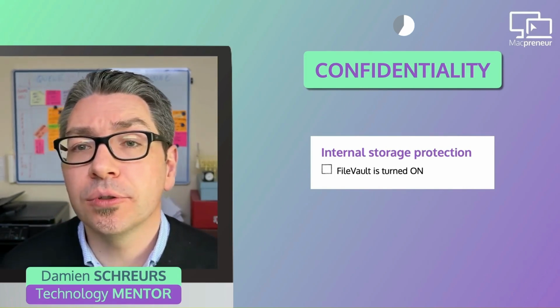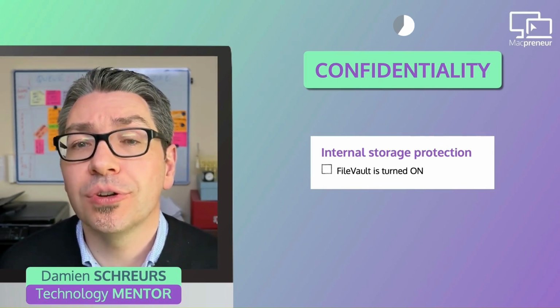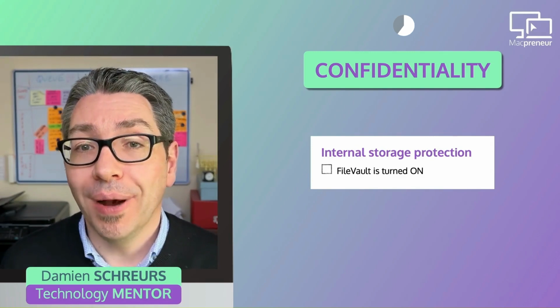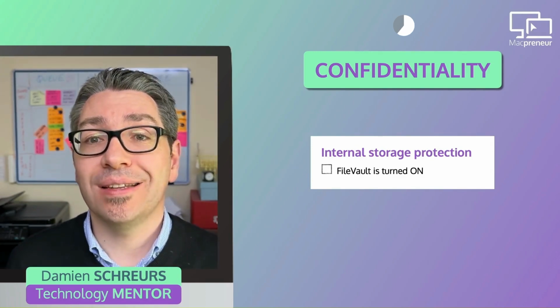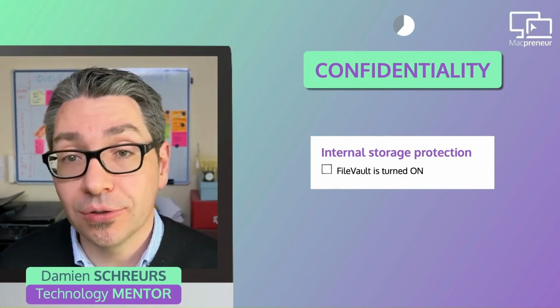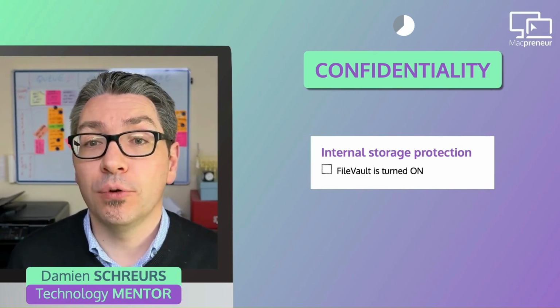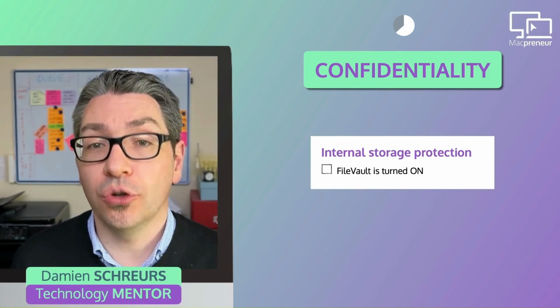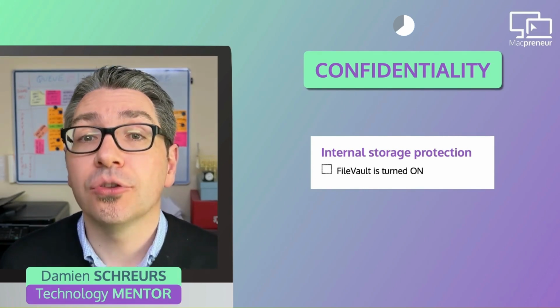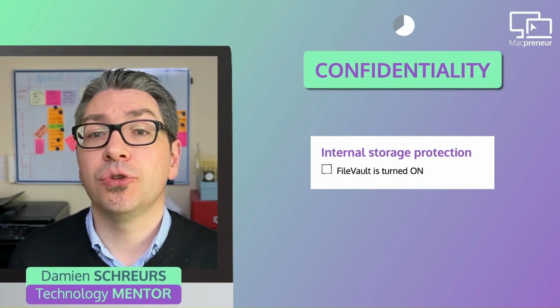Why is it important? Because even when the user account is well protected, bad actors could still access your data if the internal drive is not encrypted. So the next thing to check is whether FileVault is turned on or not. And if it's not, to activate it, here is what you have to do.